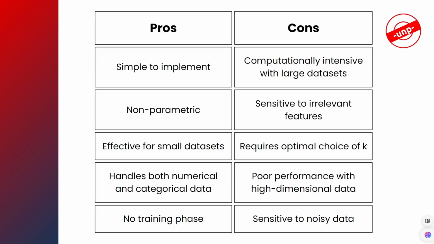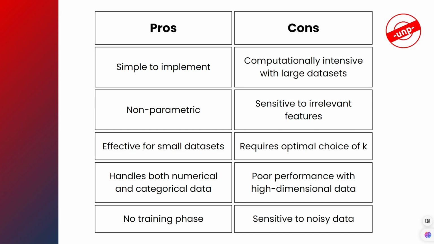Advantages or pros of KNN are it is easy to understand and implement. It makes no assumptions about the data distribution. It easily adapts to new dataset or small dataset. It works well with both numerical and categorical data. There is no need for training phase, making it faster to set up.